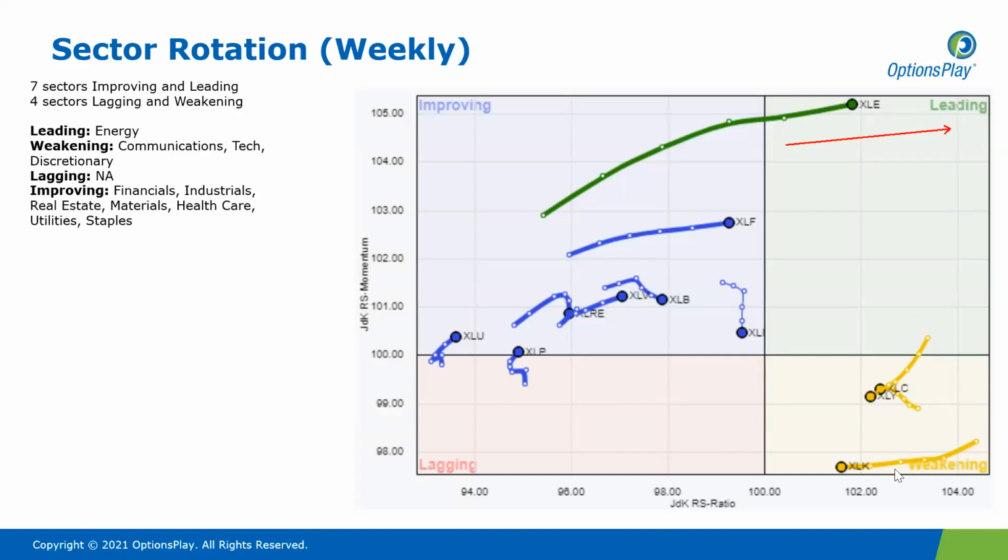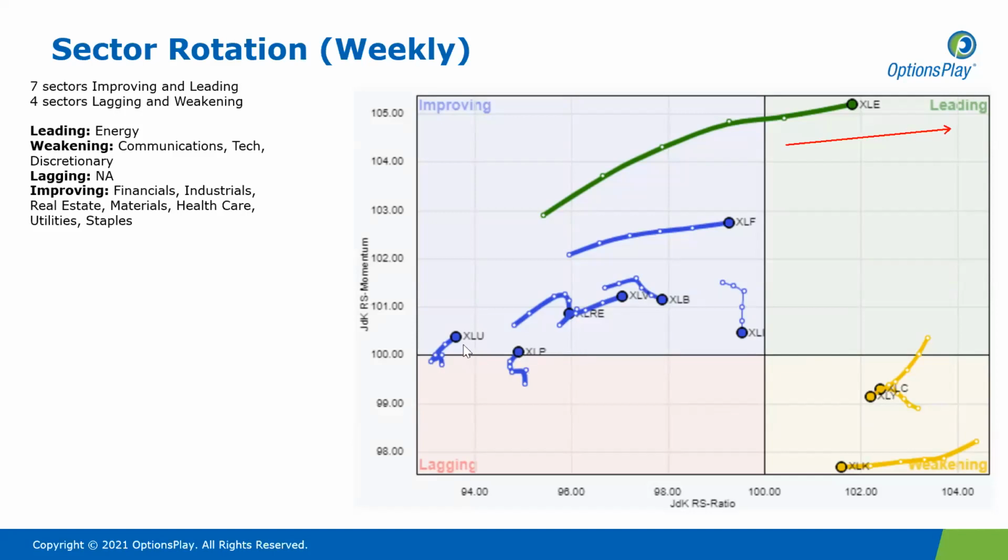In the weakening category, we have technology, we have discretionary, and we have communications. So all of these are moving towards the lagging category. But again, that could change based on this week. We could see a fundamental shift in the trends here. We could see these higher growth sectors in communications, discretionary, and technology find some momentum, depending on what the Fed says.